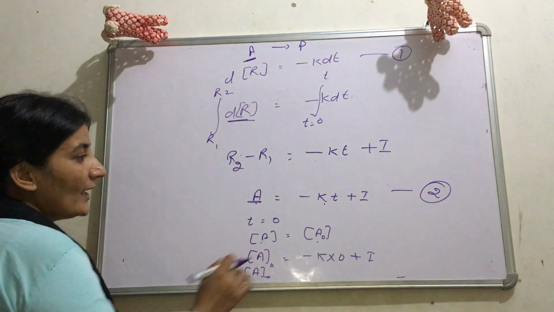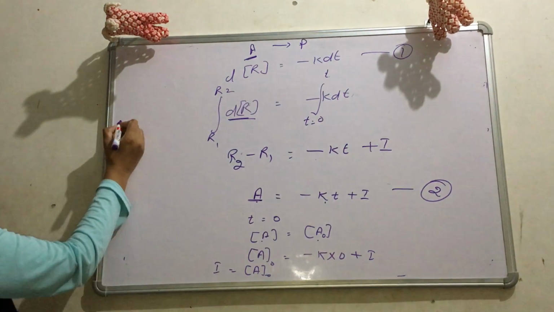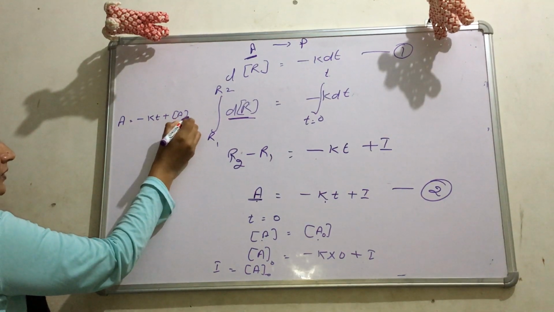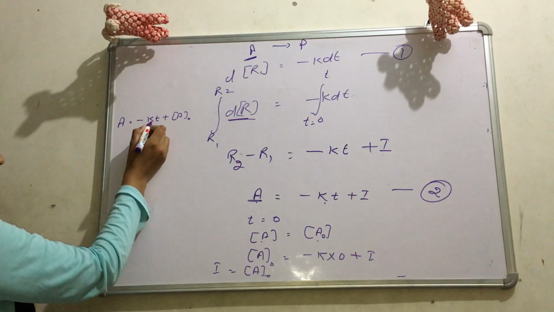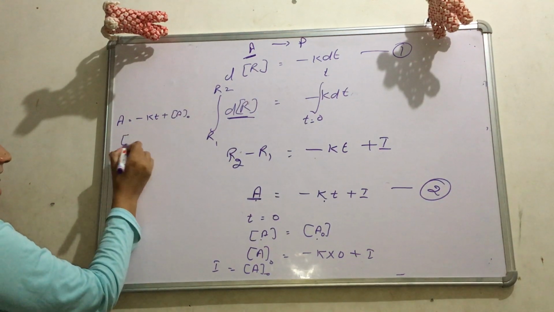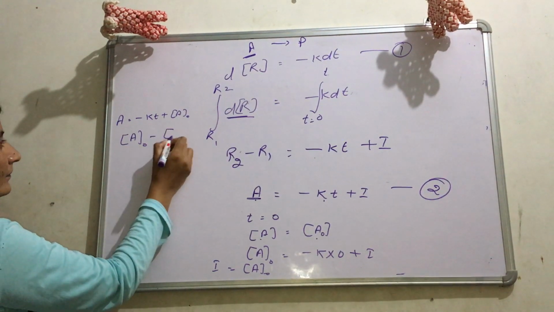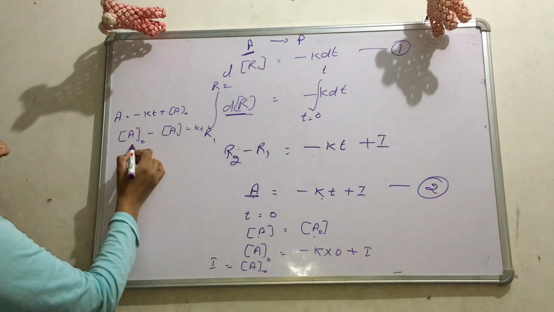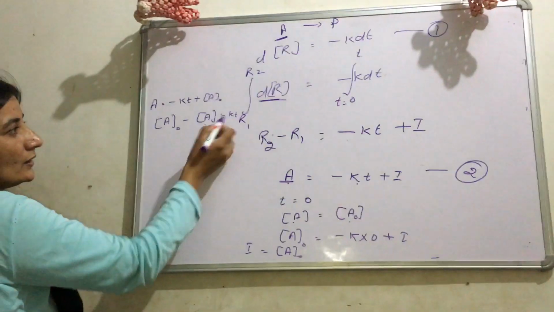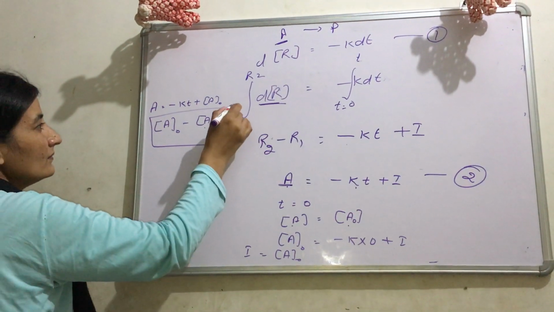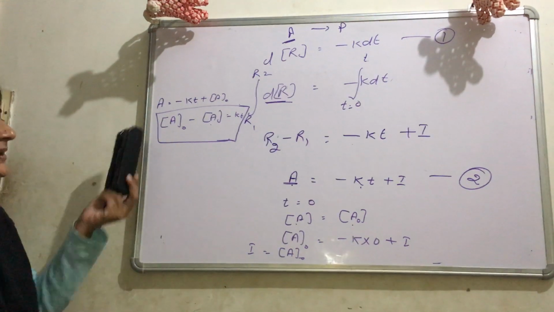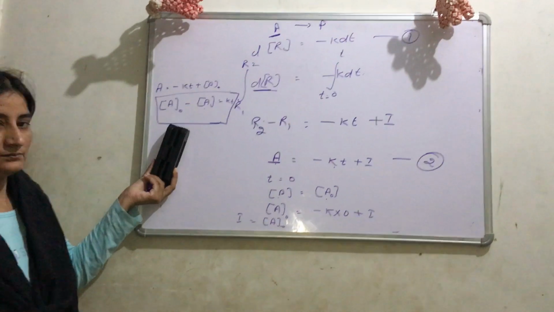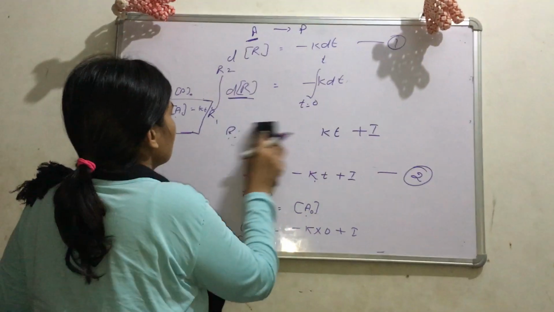Now put the value of I in equation 2. What we obtain here? A is equal to minus Kt plus A naught. Or we can write, take Kt here and A that side, then A naught minus A is equal to Kt. A naught minus A is equal to Kt. This is the rate law expression or integrated rate equation for zero order reaction.